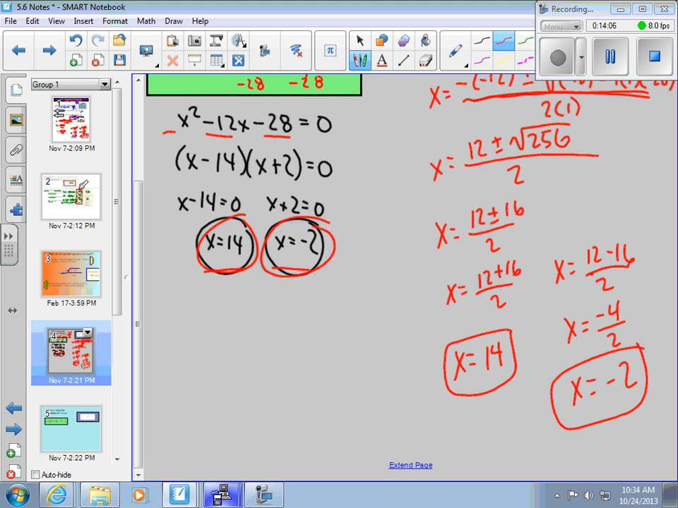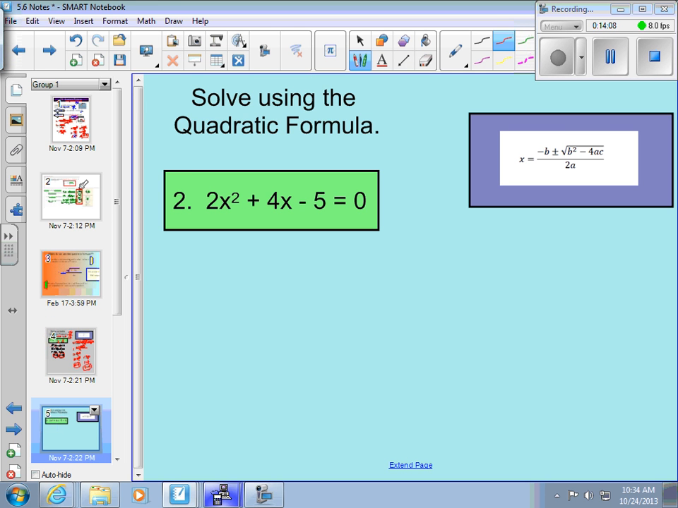All right, for tomorrow, I want you to see if you can try number 2 on the back here. See if you can solve this one with quadratic formula, and we'll check that tomorrow.